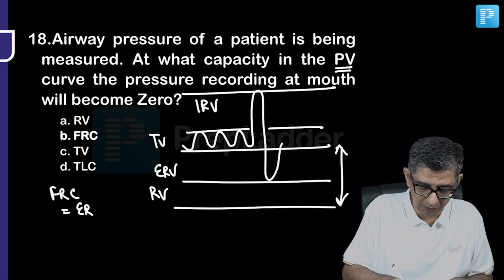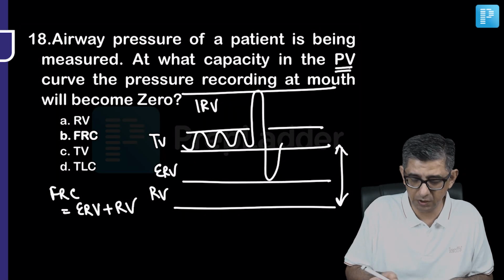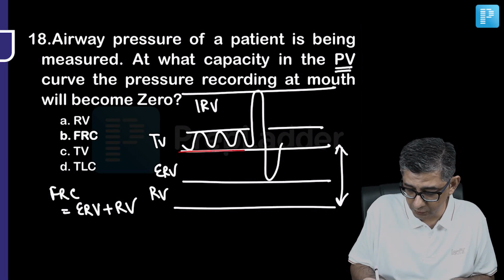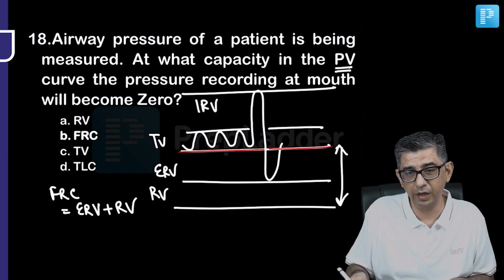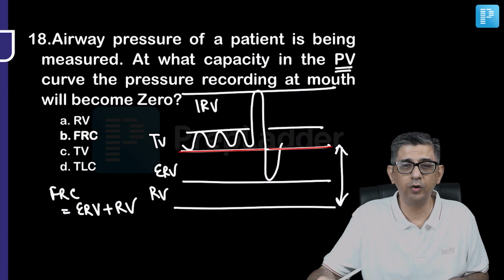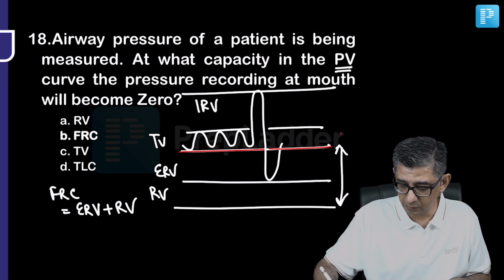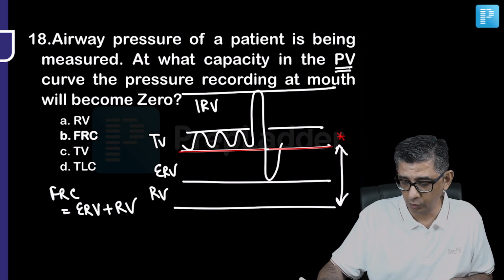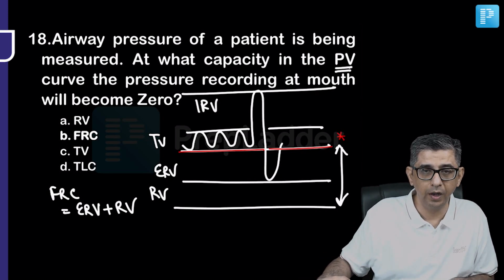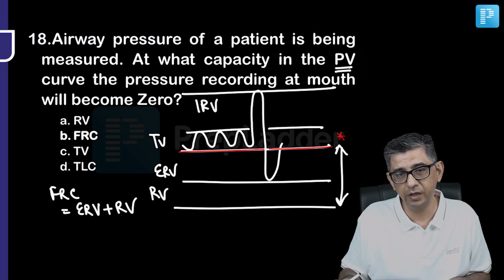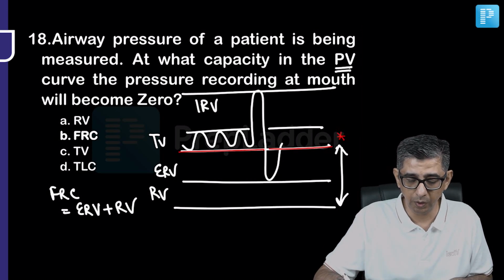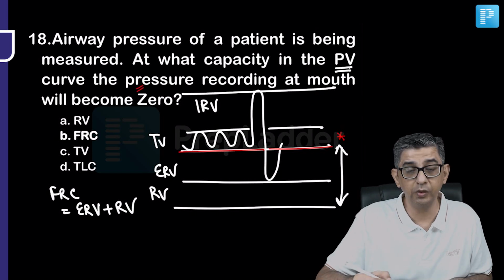So let us assume that if I have no knowledge of physiology, how would I solve this question? This would be the baseline, no? This is the baseline that I'm showing at the moment, and around this baseline you're having a tidal volume and IRV. Because this is the baseline, I can take this as a reference value of 0, and over and above this and below it are certain values which are mentioned. So the correct answer for where the pressure recording in the mouth would be 0 in a pressure volume curve would be functional residual capacity.